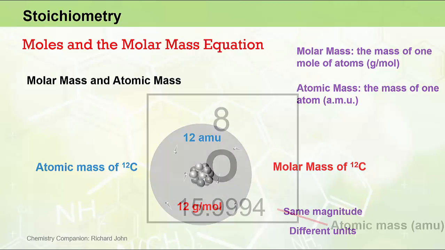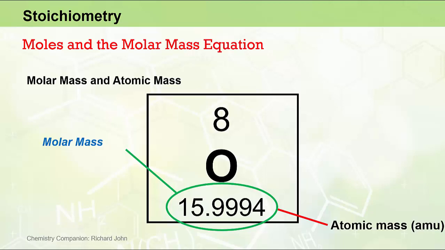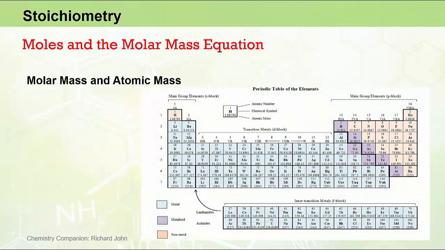We can look at any element on the periodic table, for example oxygen, and we see that its atomic mass, the number under the atomic symbol, is 15.9994 atomic mass units. But we could also interpret this number to be its molar mass as well, but rather than the units being atomic mass units, the units now become grams per mole. So the molar mass of oxygen atoms is 15.9994 grams per mole. And we can do that for all other elements.